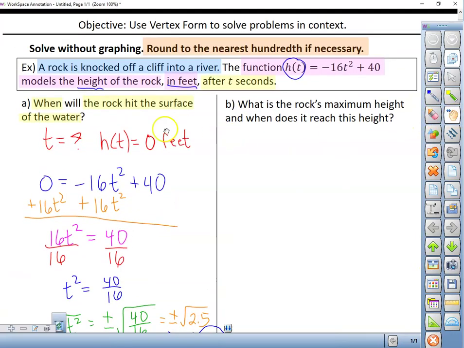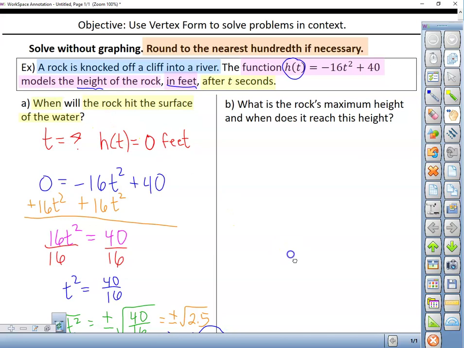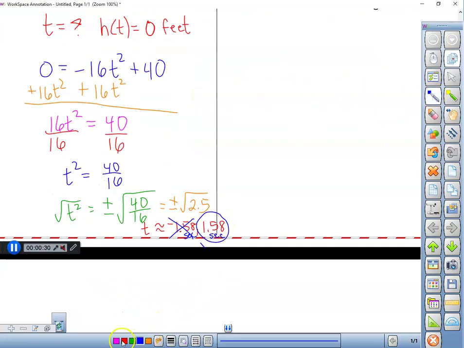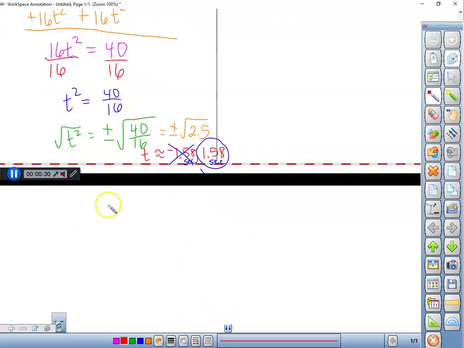So for our conclusion, the question was, when will the rock hit the surface of the water? Make sure you don't change the context to ground or something else. So the rock will hit the surface of the water.